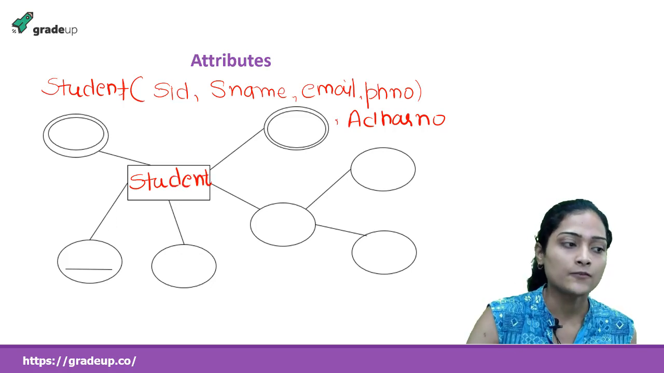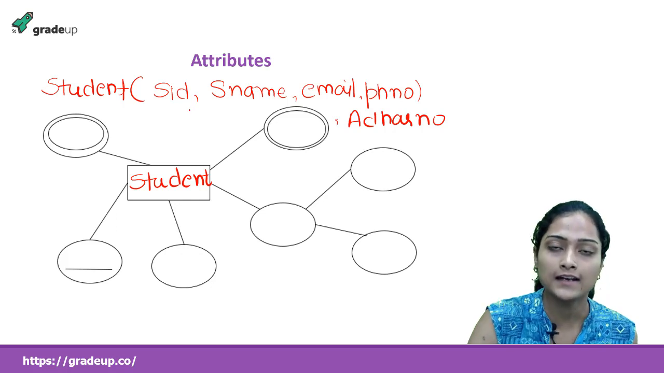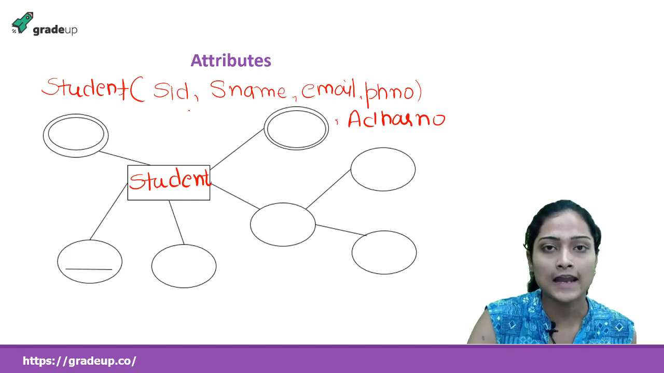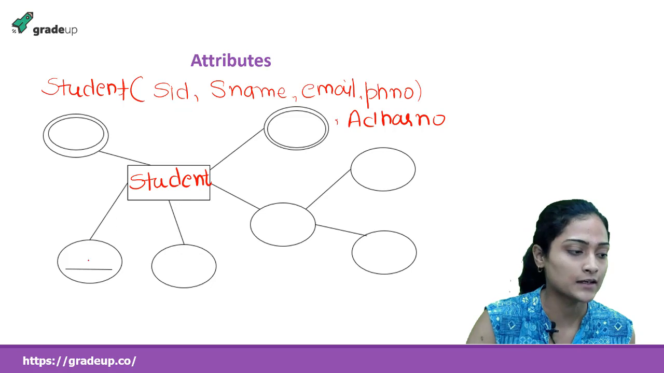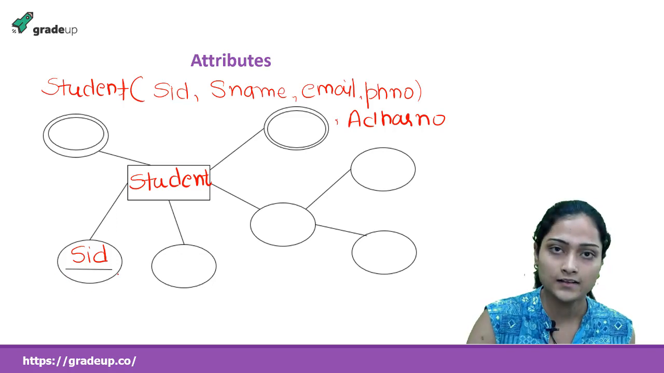Now, if you see, student ID will be unique for each and every student. So this particular thing can work as a candidate key. If an attribute is a candidate key, then it is represented by underlining that attribute. Same thing, you have to represent it in the form of an oval and just underline it.